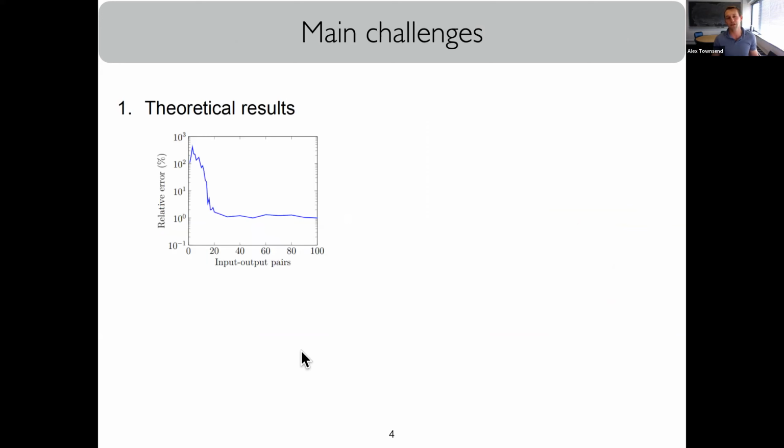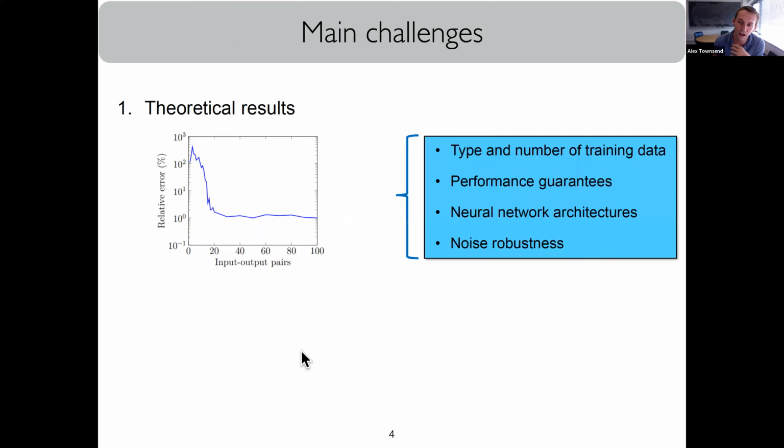So what are the mathematical questions? They're always along the lines of, what type and number of training data do you need? So how much input-output data do you need? Do you have any performance guarantees? What's the right neural network architecture, and can you deal with noise? And so I'm going to develop an algorithm where I can answer these questions.